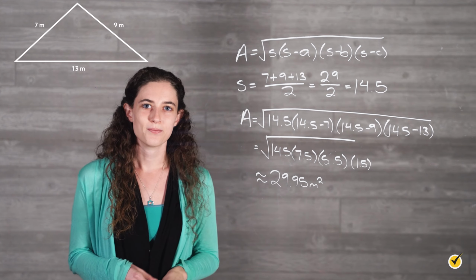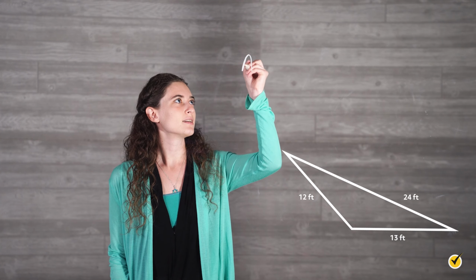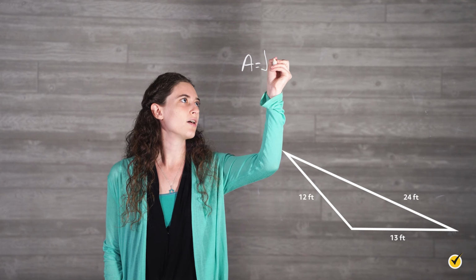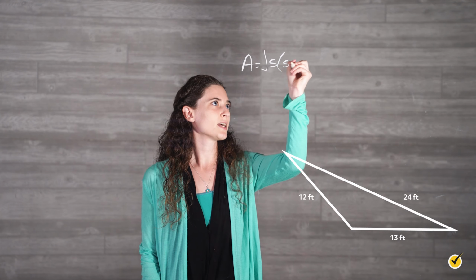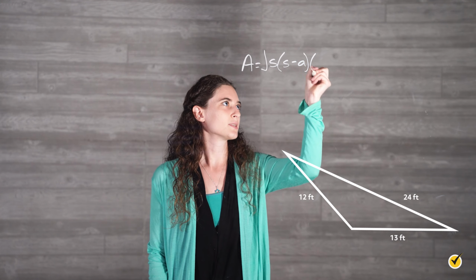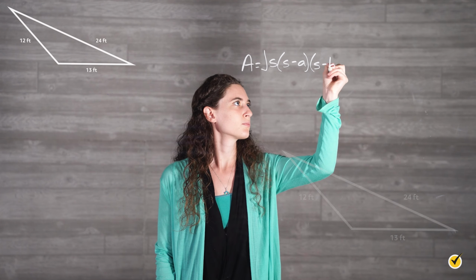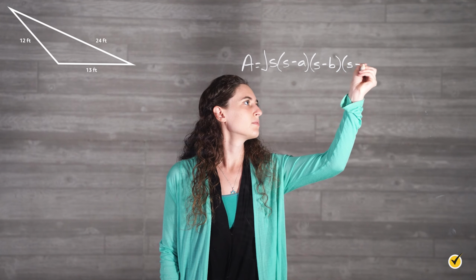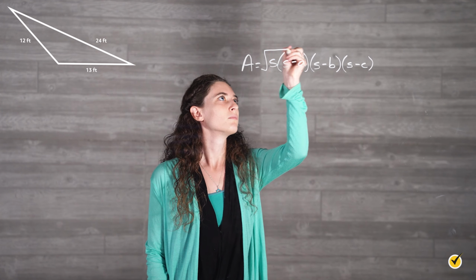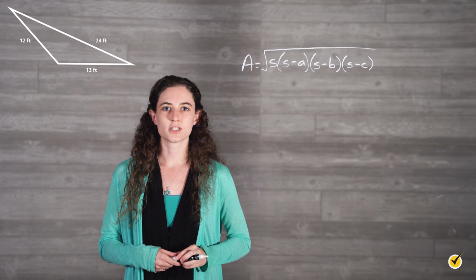Let's try another one. Find the area of the following triangle. The first thing we need to do is write out our equation. A is equal to the square root of S times S minus A times S minus B times S minus C. Now we need to find our semiperimeter.